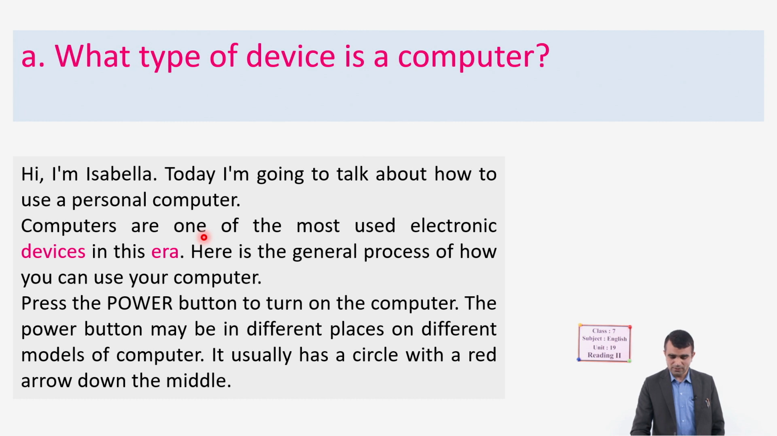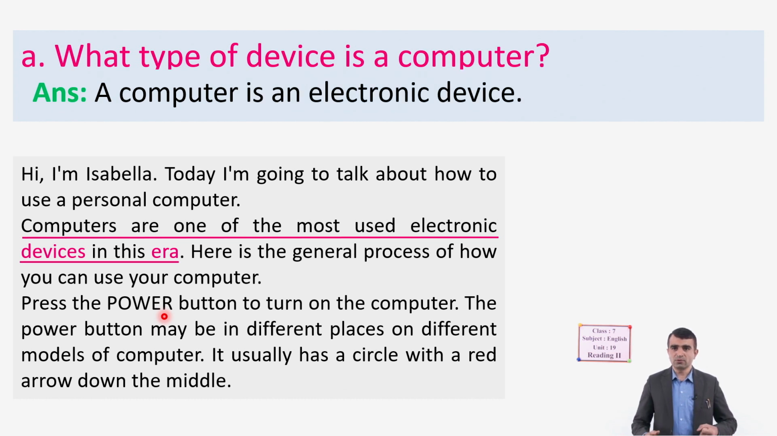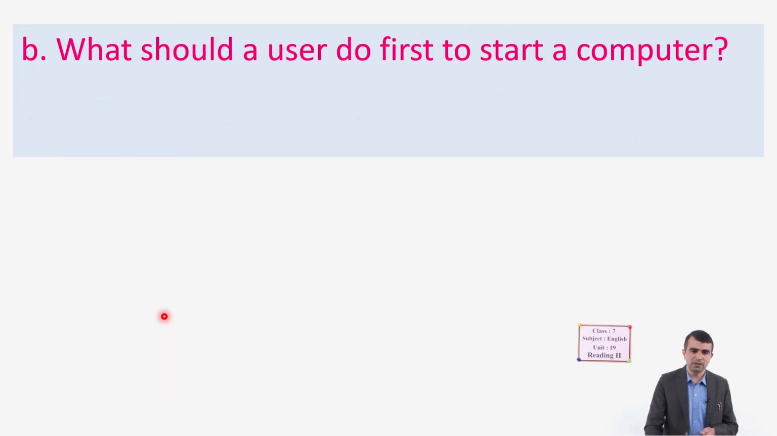Computers are one of the most used electronic devices in this era. So what type of devices are they? Electronic. So what type of device is a computer? Electronic device, you can write. Or if you write a full sentence, you can write, a computer is an electronic device. Or simply you can write, an electronic device. Okay. Good.